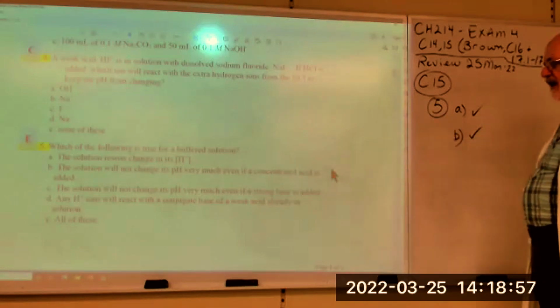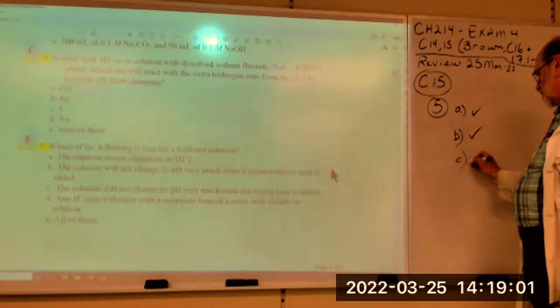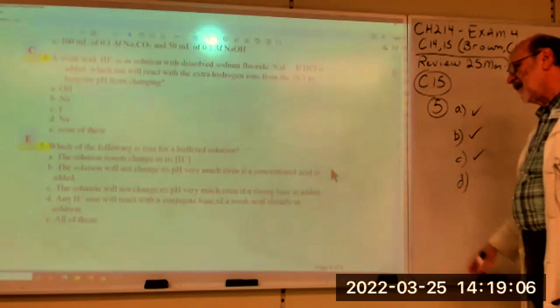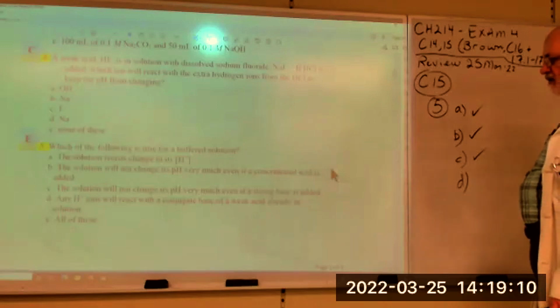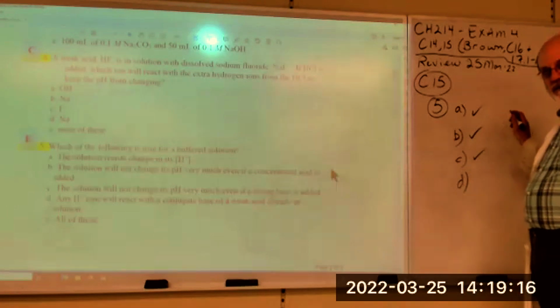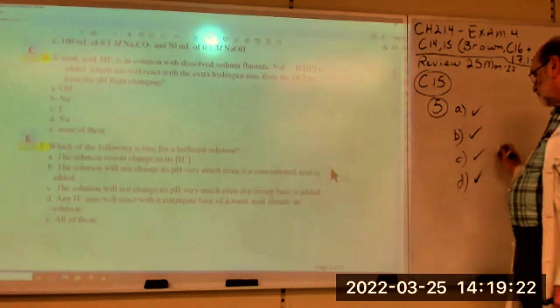The solution will not change its pH very much, even if a strong base is added. That is also true. D. Any hydrogen ions will react with a conjugate base of a weak acid already in solution. We just showed that with fluoride ion. The fluoride ion was the conjugate base of a weak acid. That's what reacts with the hydrogen ions. So all of them are true.